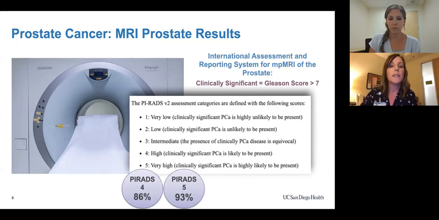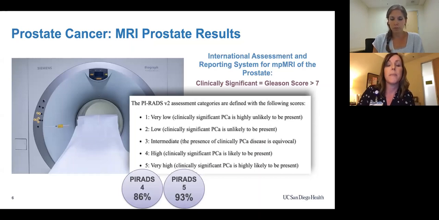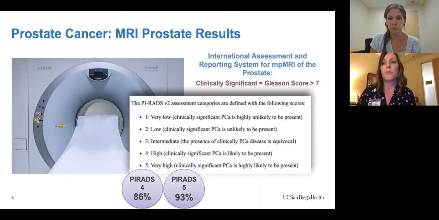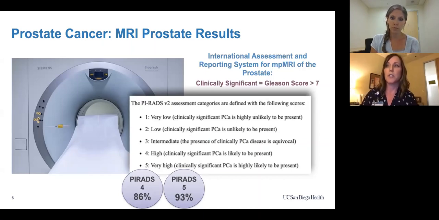Okay, so prostate cancer MRI prostate results. For a basic overview of the multiparametric MRI, results are reported out by the reading radiologist using an international assessment reporting system. The rating system was first published in 2012 and version 2 was later published in 2014, so it's been around for a little while.